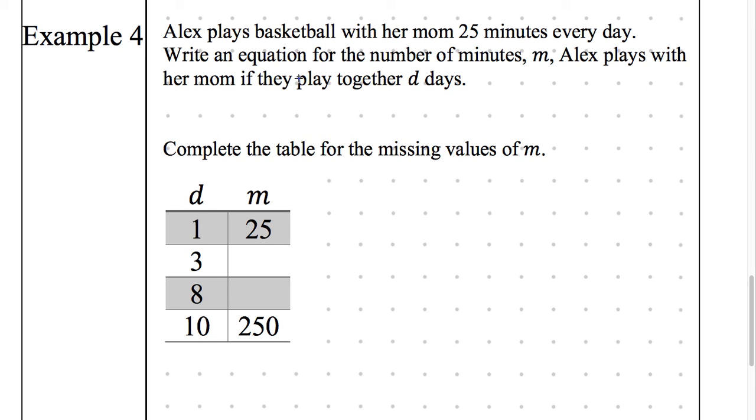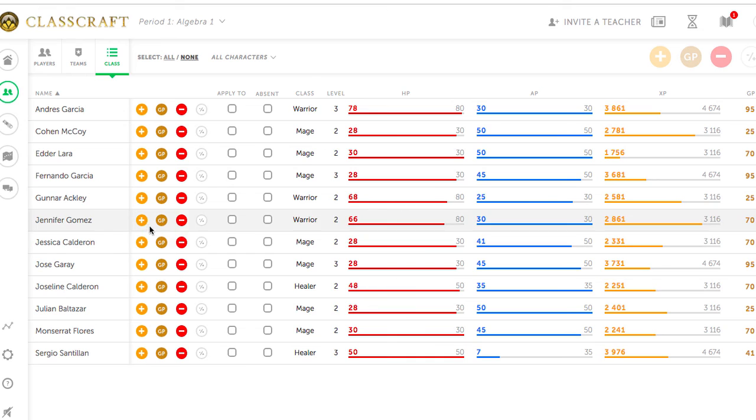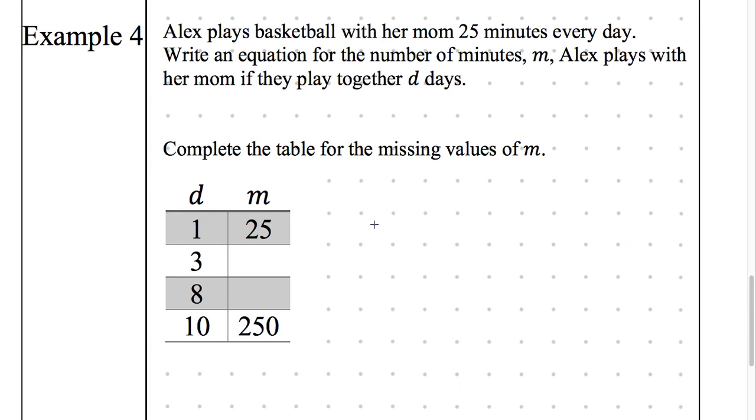Alex plays... oh, hold on. Does anyone want to get the XP for this one? Reading it really quick. Jennifer, go for it. Alex plays basketball with her mom 25 minutes every day. Write an equation for the number of minutes Alex plays with her mom if they play together D days.